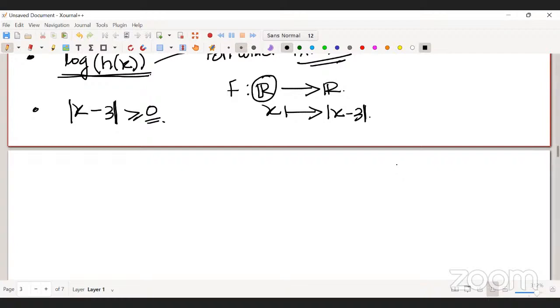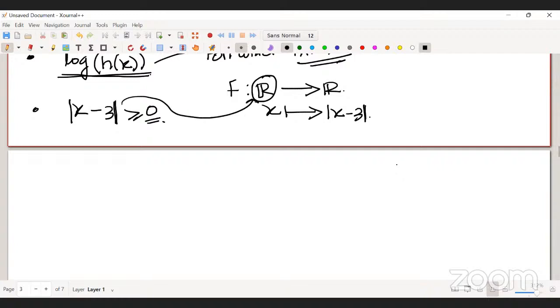So when I'm writing this from R to R, in some sense I'm assuming that this function is defined for all reals. If this function is not defined for all reals, then I cannot write that this is a function from R to R. So when I'm saying that f is a function from R to R, that means this function is defined.